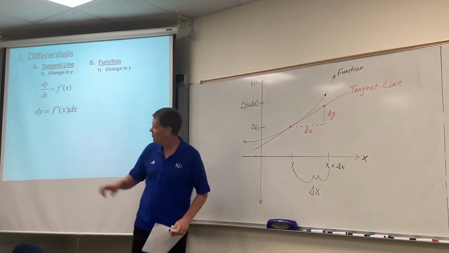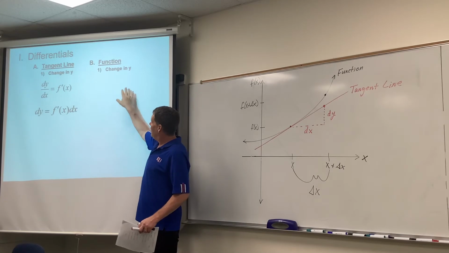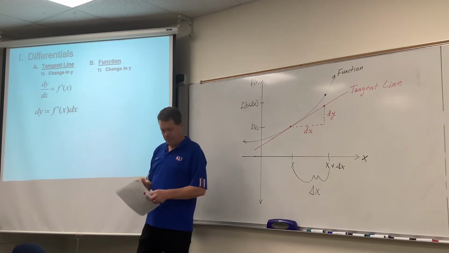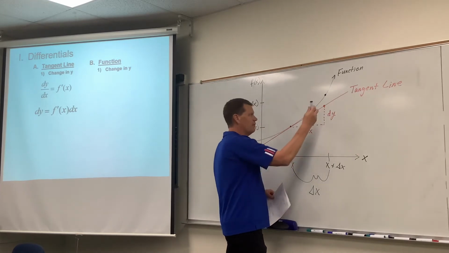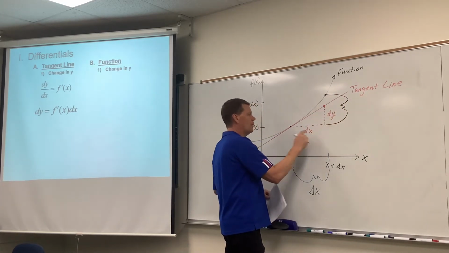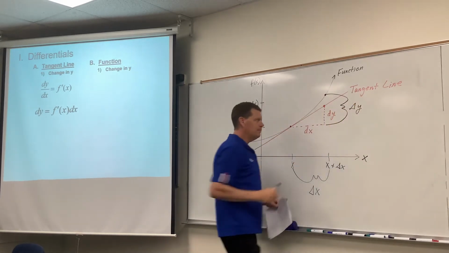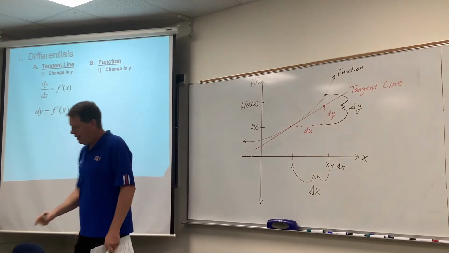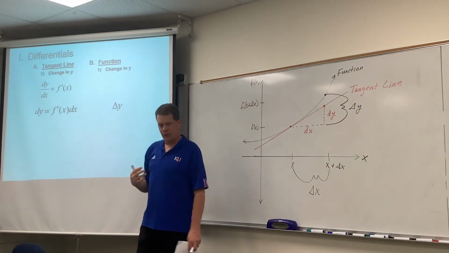Now, let's jump over to the other column. What do we call the change in y as it occurs on the function? So here's dy, the change on the tangent line. As far as the function, the change in y that would occur from here to here, we call that delta y. All right, so there's a difference there. And so delta y is the change on the function.